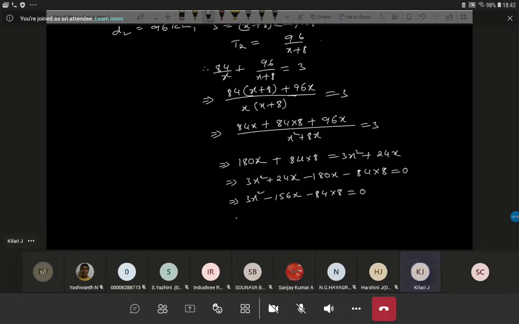Now we can divide it by 3. Is it possible for all the coefficients? Possible, no? So by dividing the equation with the 3, we are getting x square minus 52x minus 3 into 8 into 28, so 224.